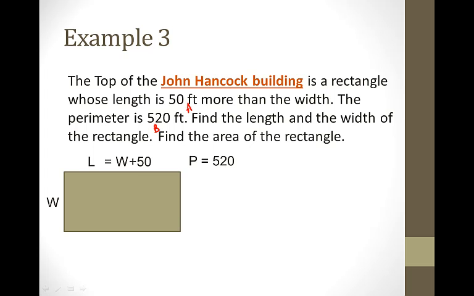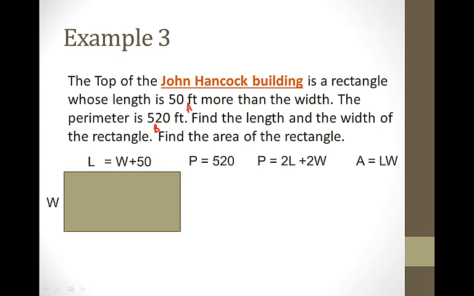So we have to have some relationship between the length and the width and the perimeter. Well, we've got one, right? The perimeter is twice the length plus twice the width. And I also need to know the area. I'll go ahead and write that formula down. A equals length times width.